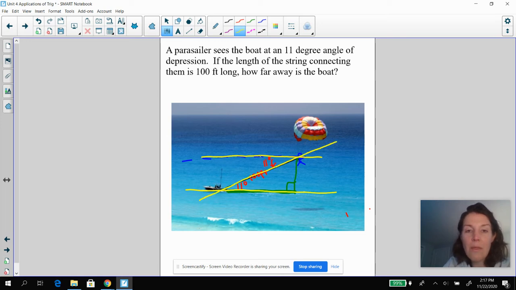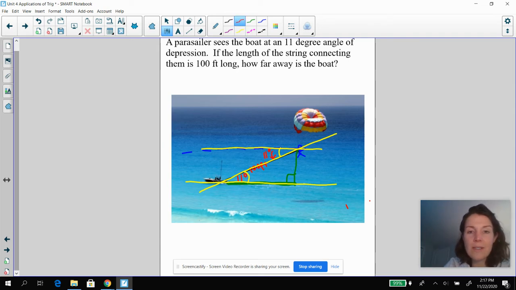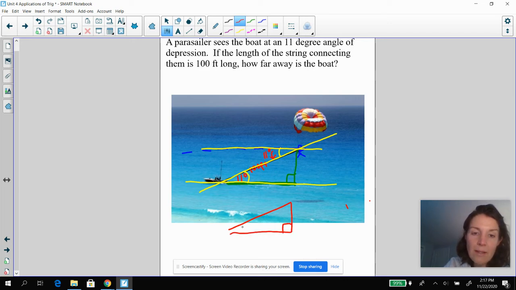Do you see how this and this would be congruent? Cool. All right. So if I were to just extend this, I've got a nice little right triangle. Here's my 11 degrees. Here's my 100 feet. And I'm solving for x right there.